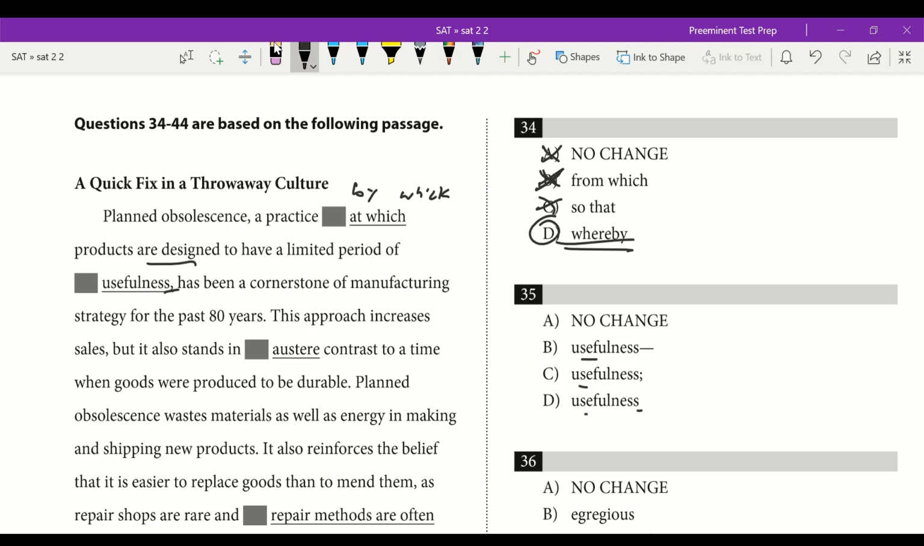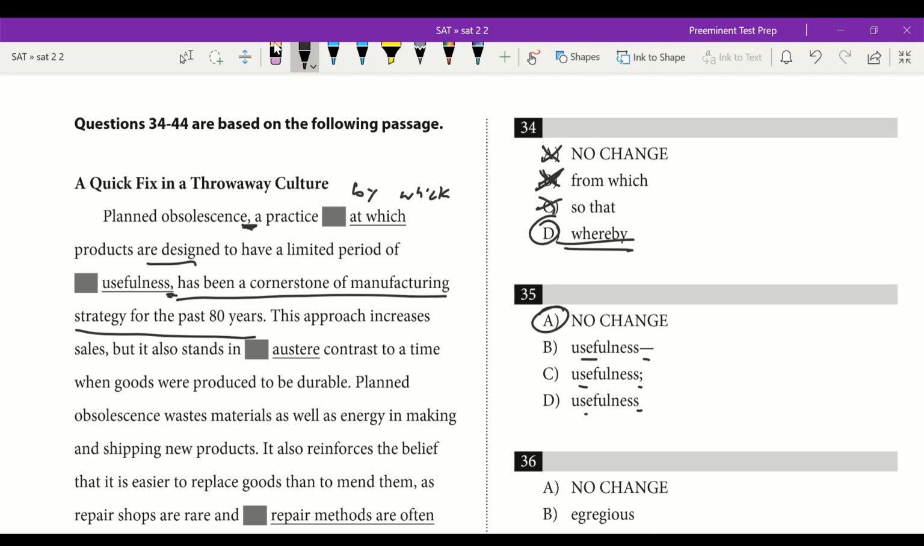So our question here is going to be our punctuation for our grammar, right? Well, we have planned obsolescence, and then a definition of it, a practice at which products are designed to have a limited period of usefulness. And we see we have a comma here and here, right? Which means we have to have this comma here to match with our comma there, so that we have planned obsolescence has been a cornerstone of manufacturing strategy for the past 80 years. Right, so we have to match our punctuation up here with our punctuation here. So it's going to be a comma and a comma. So we know our answer choice here is going to be A.